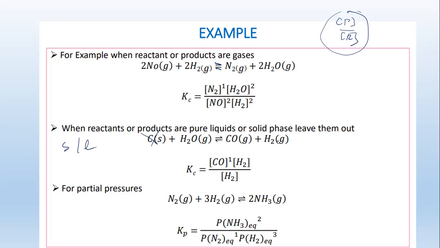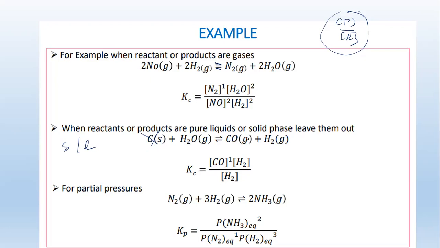So let us see whether this equation is balanced. We have carbon 1, we have carbon 1. Hydrogen, we have 2, we have 2. Oxygen, we have 1, we have 1. The equation is balanced. Therefore, we get rid of our solid. Therefore, our Kc is going to be, remember, products over reactants.